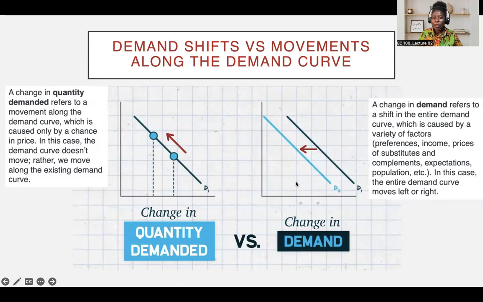What happens when there's a shift? A shift is when you completely draw another demand curve. That means it has shifted in the other direction, lower or upper. This is when other factors, apart from price, change. Here price is the same, but other factors have changed that have caused quantity demanded to change. So these are some of the examples that would cause a shift.